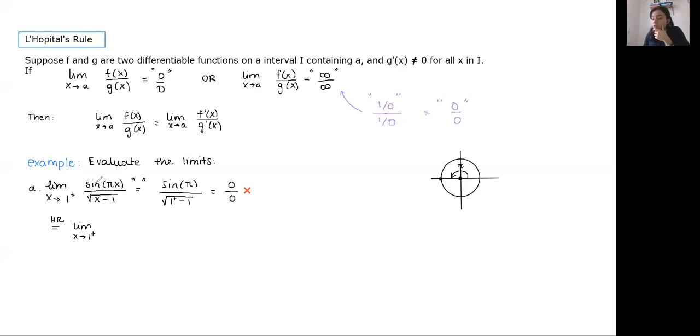Right? So derivative of the numerator is going to be the derivative of sine of pi times x. So the derivative of sine is cosine of the inside function. But then because the inside function is not just x, I know that I'm going to have to multiply by the derivative of the inside, which in this case is pi.